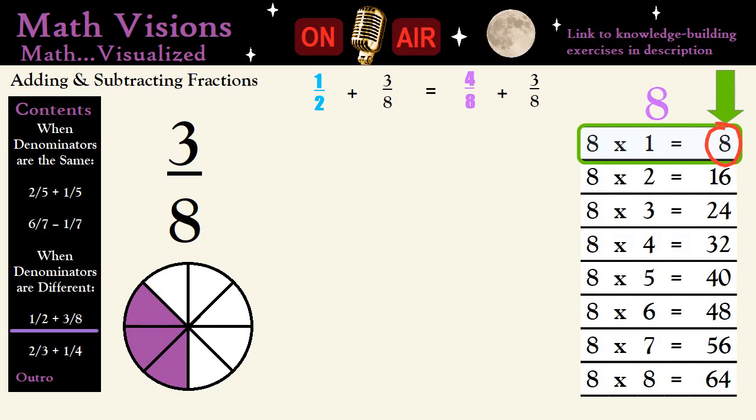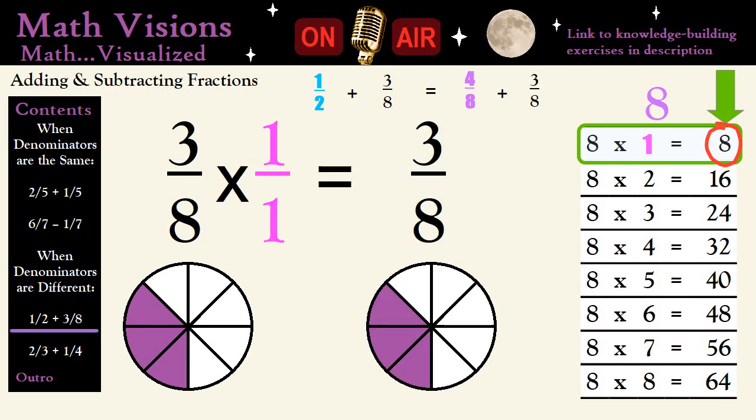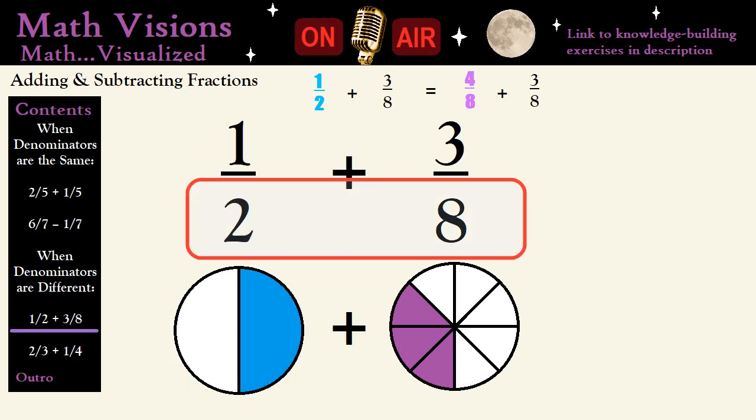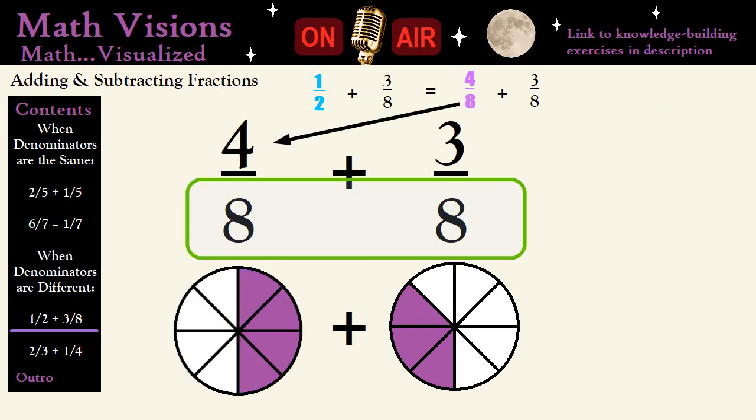Now let's look at our second fraction, 3/8. Since we had to multiply 8 by 1 to get 8, we can leave this fraction the same, since multiplying the numerator and denominator by 1 would just give us the same thing anyway. We will now rewrite 1/2 plus 3/8 as 4/8 plus 3/8.